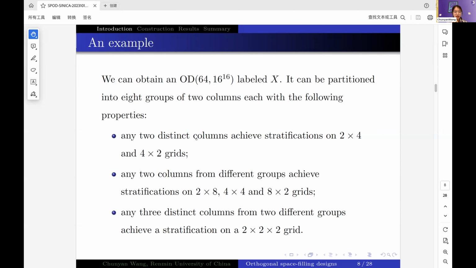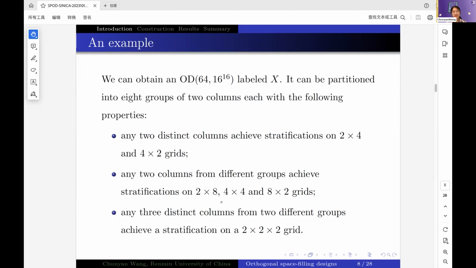And in this example, the design we constructed has the following desirable space filling properties. The first one, any 2 columns achieve stratifications on 2 times 4 and 4 times 2 grids. The second one, any 2 columns from different groups achieve stratifications on 2 times 8, 4 times 4, and 8 times 2 grids. The last one is any 3 distinct columns from 2 different groups achieve a stratification on a 2 times 2 times 2 grid.